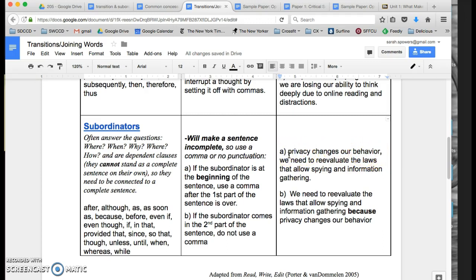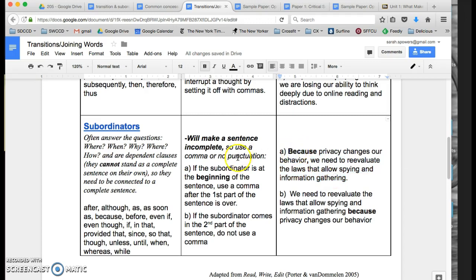But if we put because before it, now it's incomplete, right? Because privacy changes our behavior, and you're waiting, right? You're waiting to hear what I'm going to say after that. These tend to be kind of cause and effect type words that often answer questions like where, when, why, how, that kind of thing, right? So we need to evaluate the laws that allow spying and information gathering. Well, why? Oh, because privacy changes our behavior. So it's the answer to a question that is sort of implicitly raised in this sentence here.